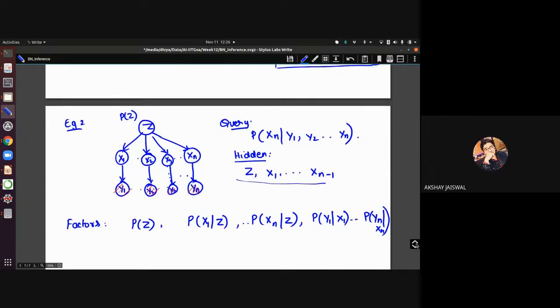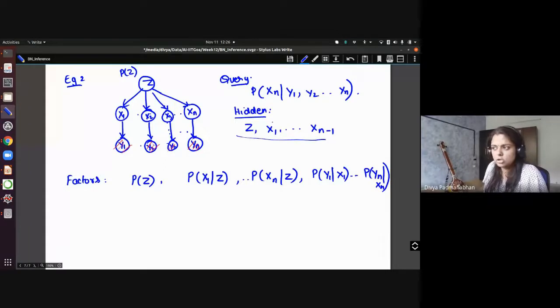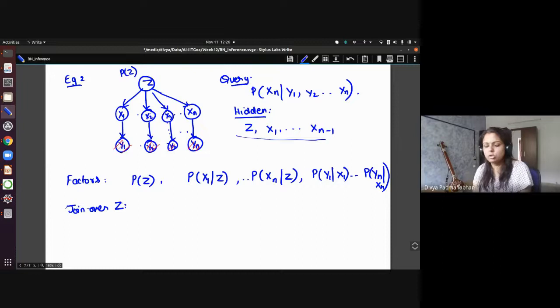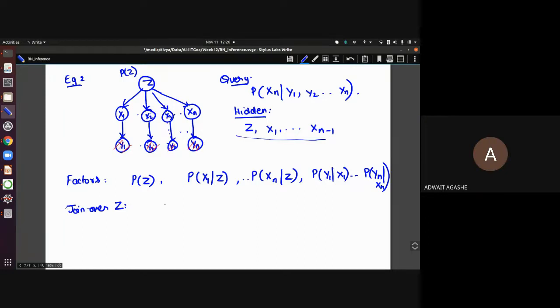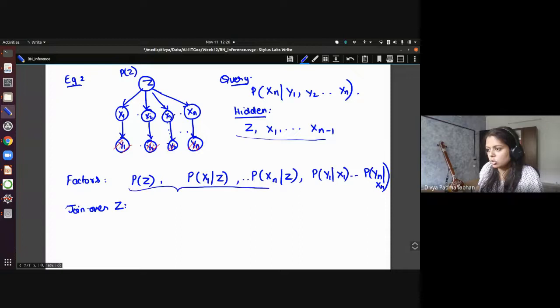Okay, so now let's fix this ordering itself. I'm going to start with z, then I'm going to take x1 and up to xn minus 1 for my variable elimination. So first thing I'm going to do is a join over z. What are the factors that I have to join? P of z and p of xi given z. So basically all of these, wherever z comes, you need to join all of them.